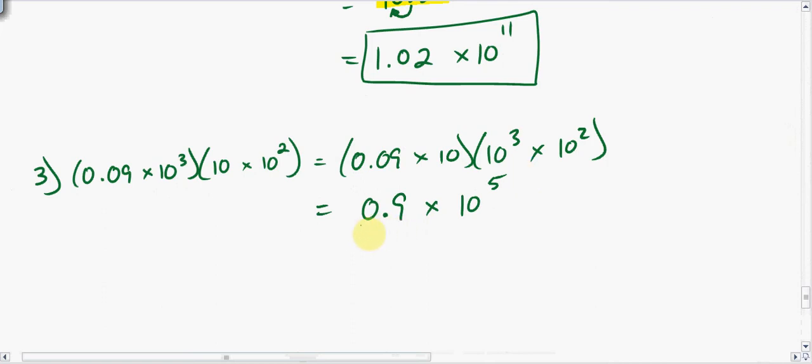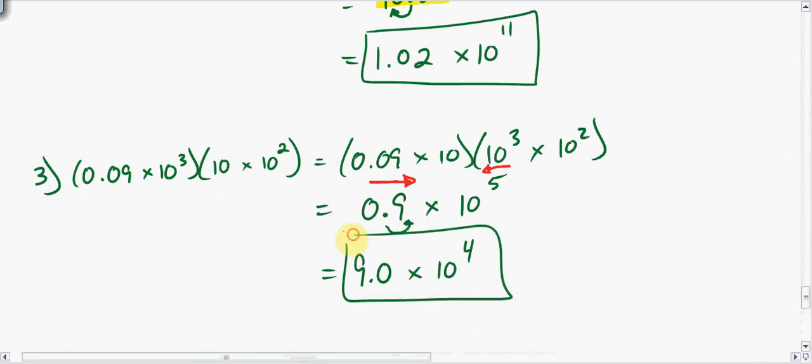This number is too small, it's below 1, so I have to move the decimal over to make it larger. And remember, if I'm moving the decimal to the right, the exponent needs to move to the left. These arrows always move in opposite directions. So this becomes 9.0 times 10 to the, if we're moving this to the left, it's getting smaller, so that's 10 to the 4th power. So that's scientific notation with multiplication.